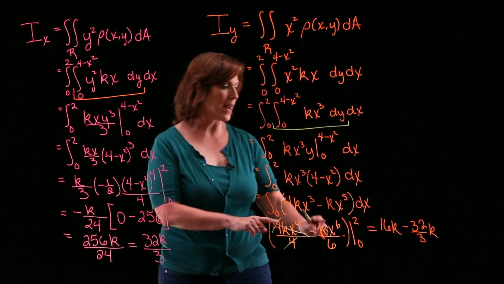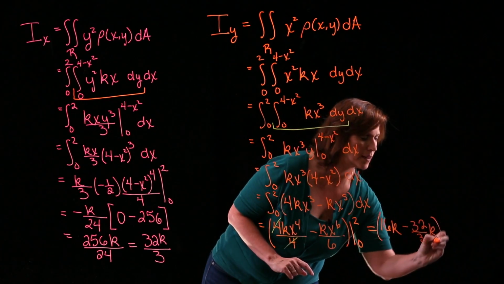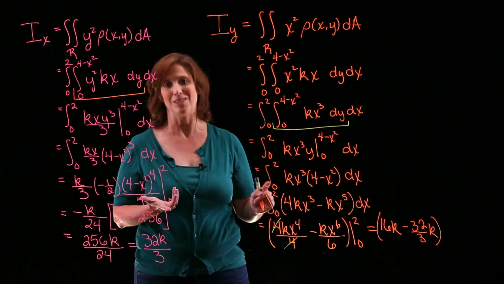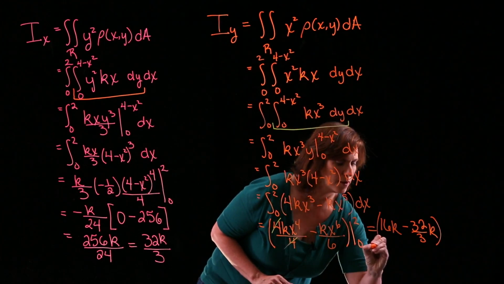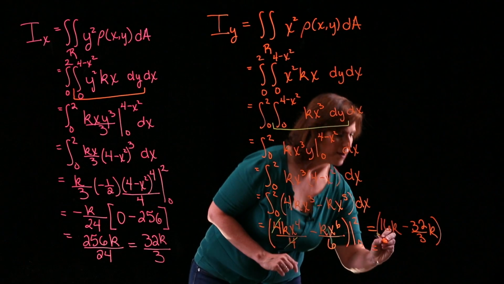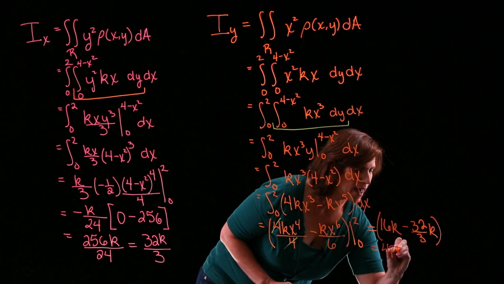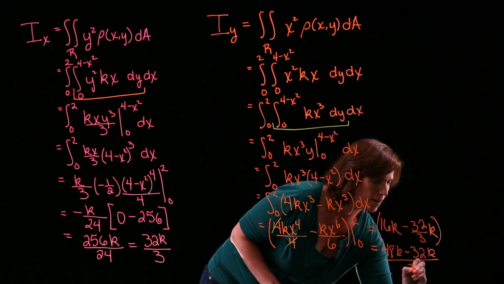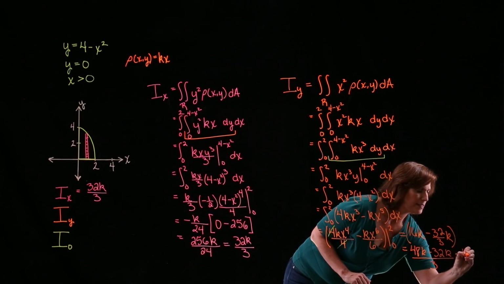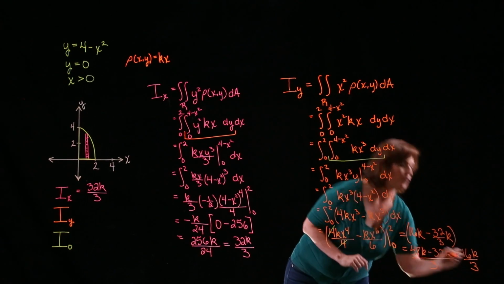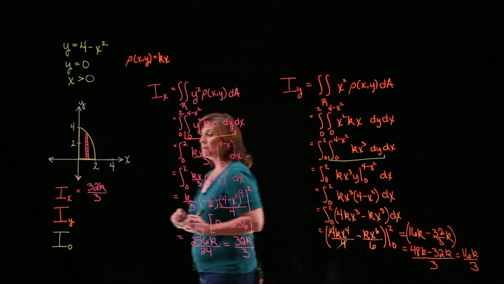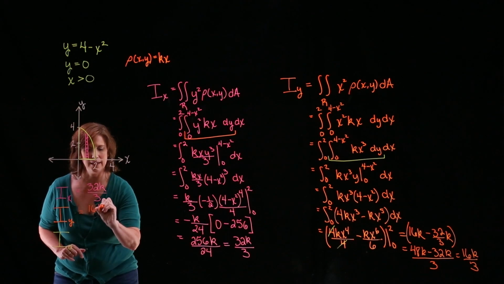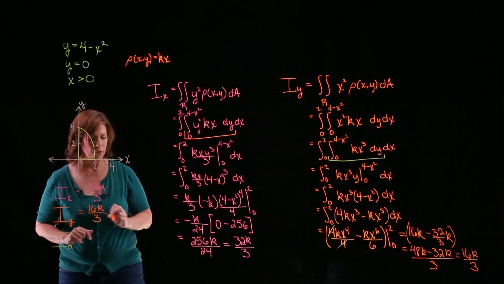And then I have to subtract what happens when I plug in the lower limit, but when I plug 0 in, I just get 0 again. So getting a common denominator, I'll have 48k minus 32k all over 3, which gives me 16k all over 3, which means that my moment of inertia about the y-axis is 16k all over 3.